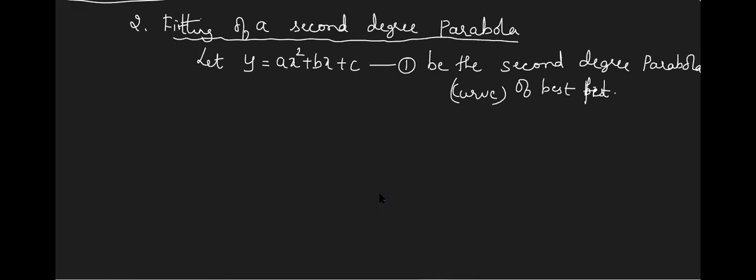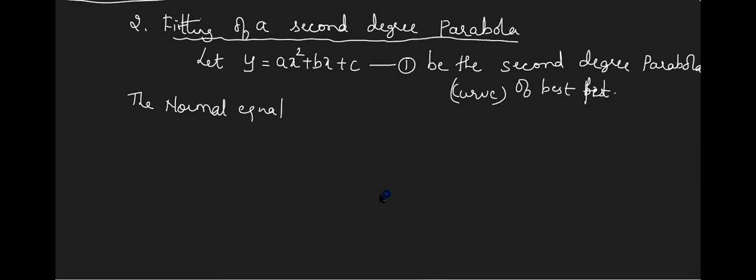We should get the three unknowns A, B, C. Now there are three unknowns, so how many equations do we require? Minimum three equations. Again, we are going to call them the normal equations.